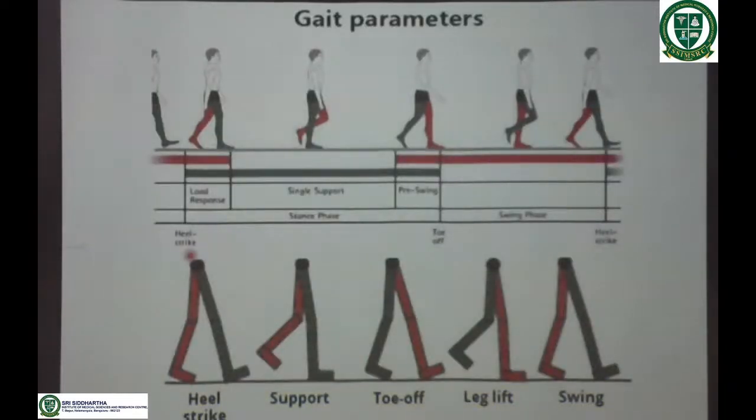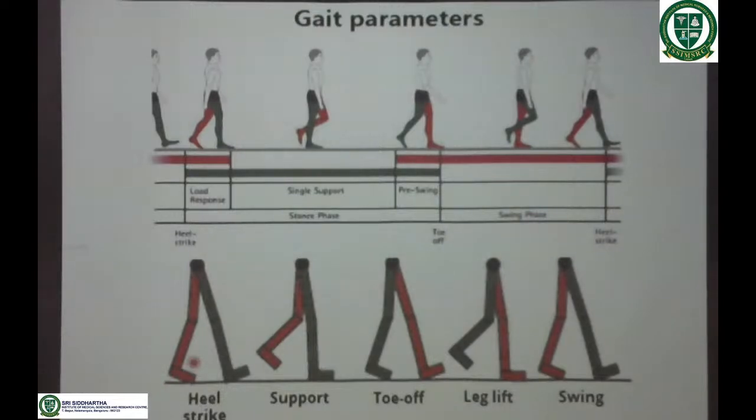Then, coming to the walking cycle or the gait cycle. Briefly, the walking cycle or gait cycle includes two phases. One is the stance phase, and the next is the swing phase. So the gait cycle includes two phases, the stance phase and the swing phase.